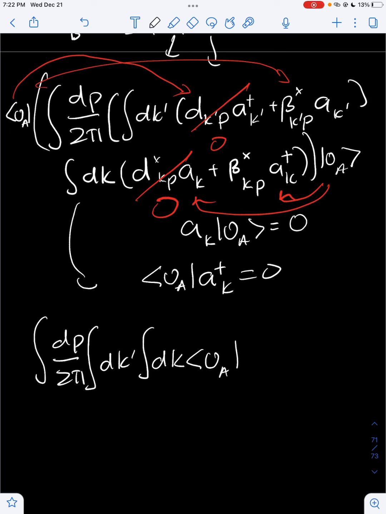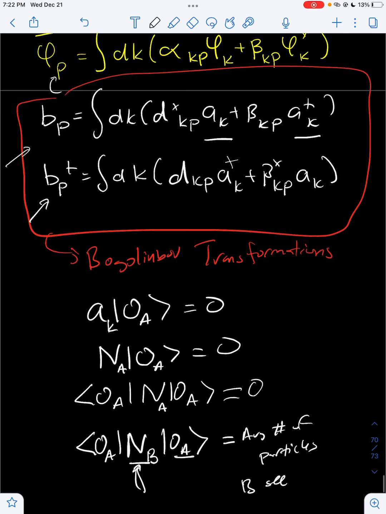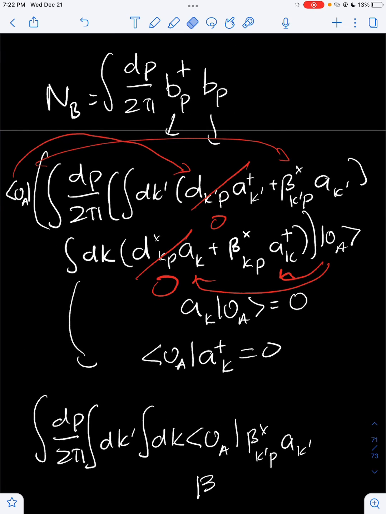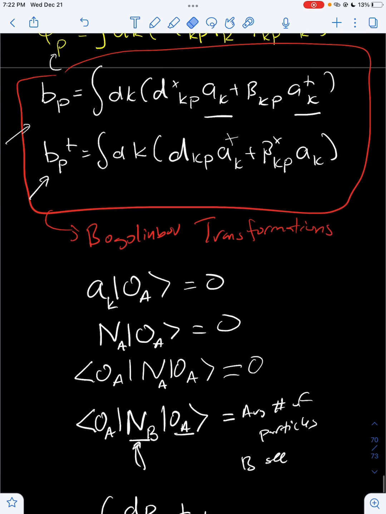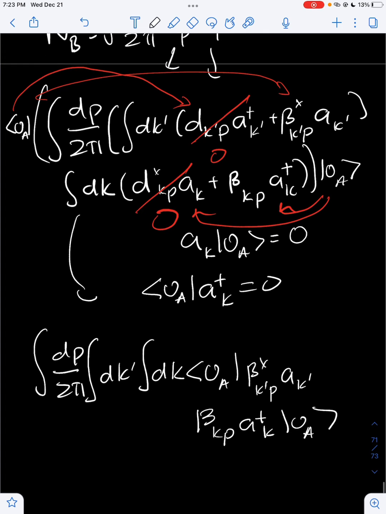And we had the vacuum state acting on b conjugate k prime, and then b, this over here should be just the normal beta. We shouldn't have a conjugate there. So doing that, this would just be a_k prime, beta_k prime, beta_k, and then a conjugate k acting on the vacuum state. That's what we get after setting all these terms over here to be 0.